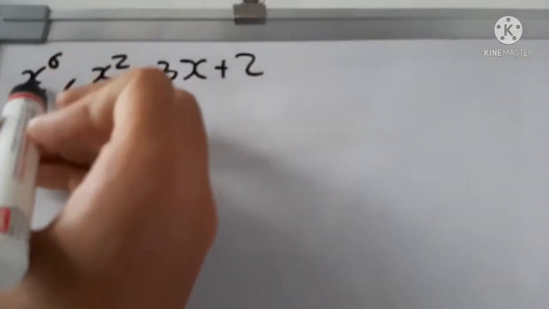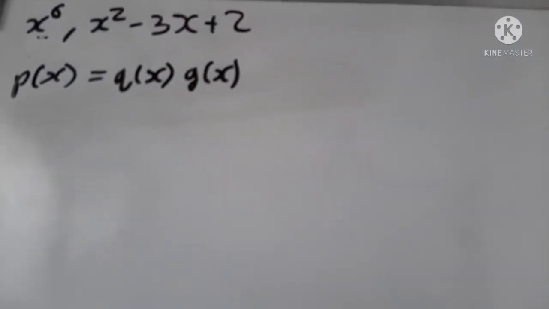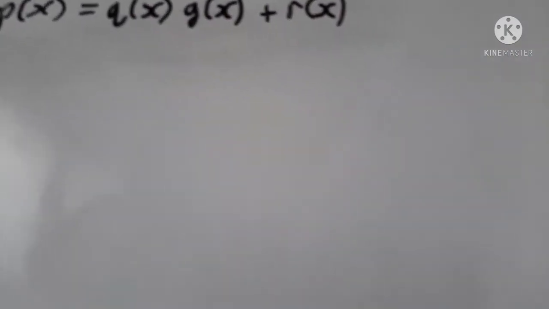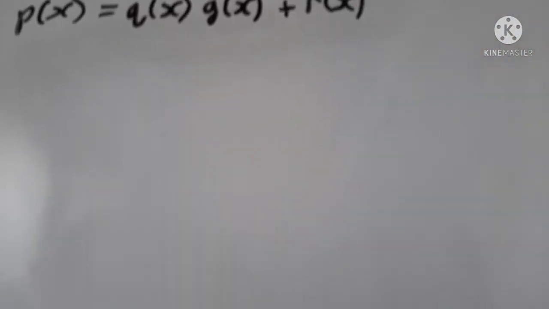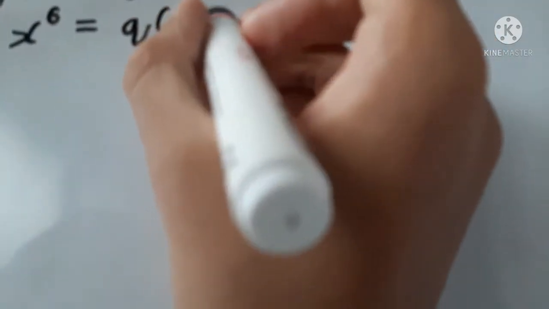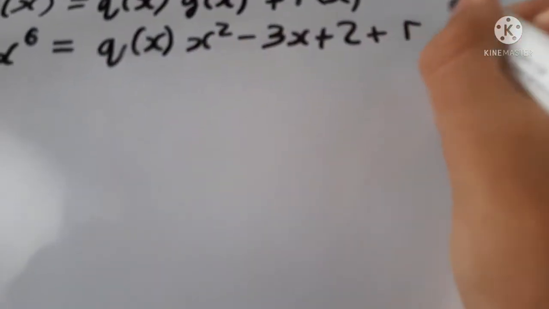So here it is. We know that our main polynomial, the dividend, I think that's what to call it, p of x, equals the quotient times our g of x, the divisor, plus the remainder, right? We know this. So from this, we can work towards this. p of x is, of course, x to the sixth power. This is equal to some quotient q of x times g of x, which is this x squared minus 3x plus 2, plus r of x.